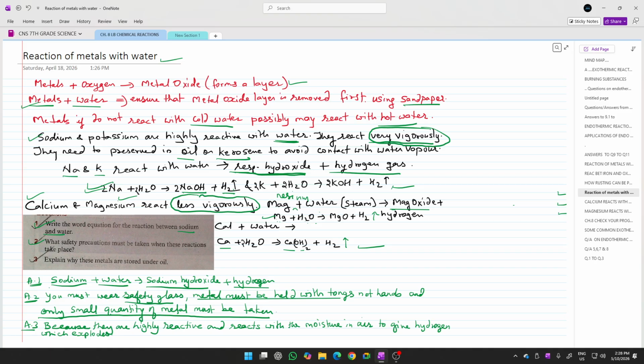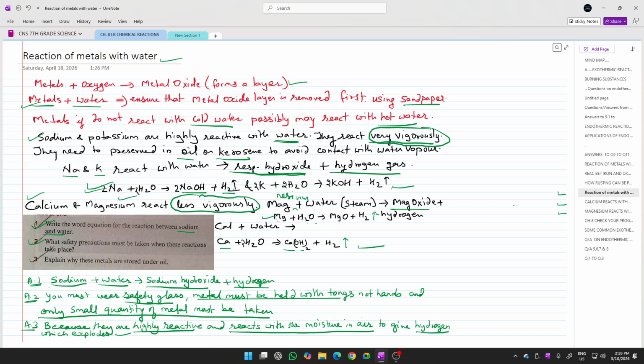Now question number 3 is, explain why metals are stored under oil. So these metals means sodium and potassium. The answer is that sodium and potassium are stored under oil because they are highly reactive. We know sodium and potassium are very highly reactive and they react with the moisture in the air. In the air there is water vapor, so the water vapor will react with the sodium and potassium to give hydrogen. And you know the product of this reaction is hydrogen gas, which explodes.